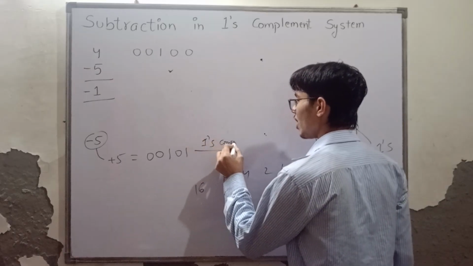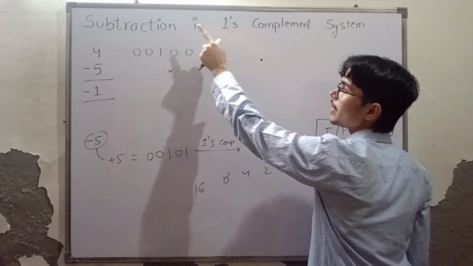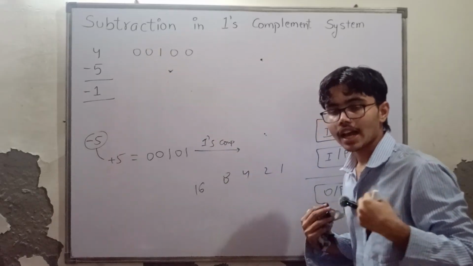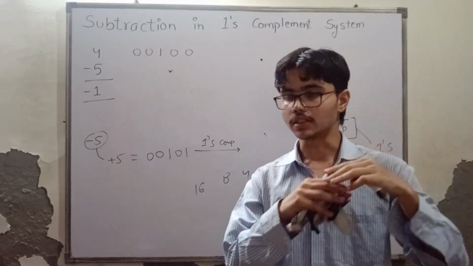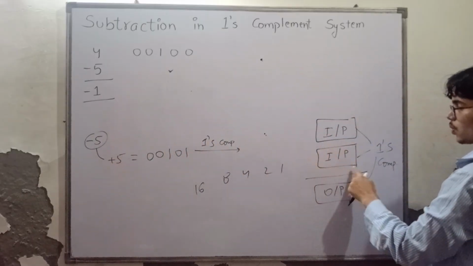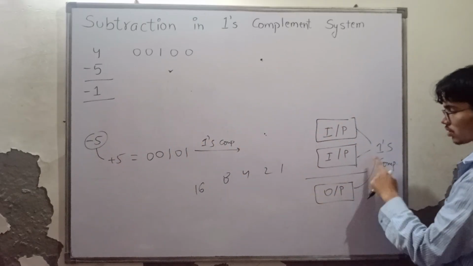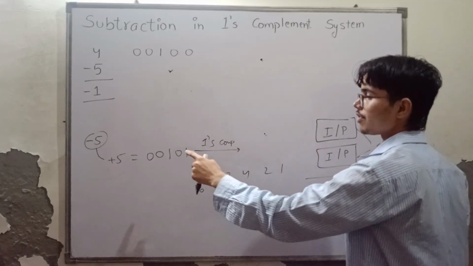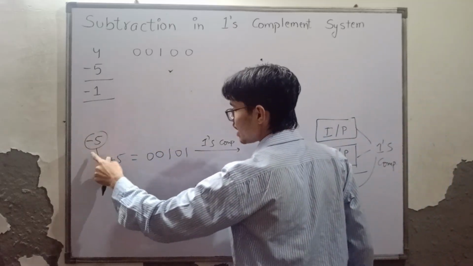1's complement. Why are you taking a 1's complement? As we are talking about 1's complement subtraction, we are subtracting 1's complement numbers. So I have to convert this -5 into 1's complement form, because both inputs are in 1's complement, so the output is also in 1's complement. So I have to represent this -5 in 1's complement.